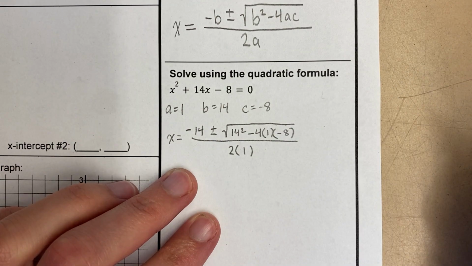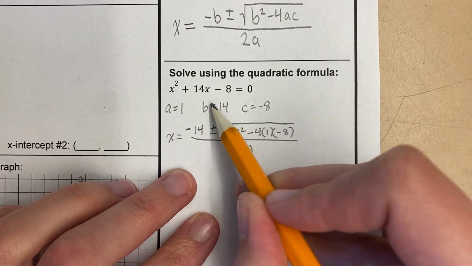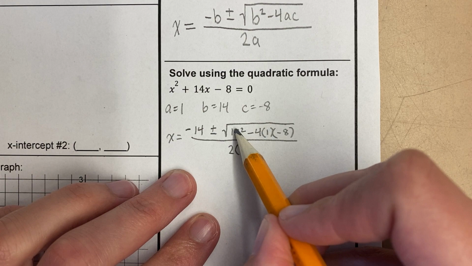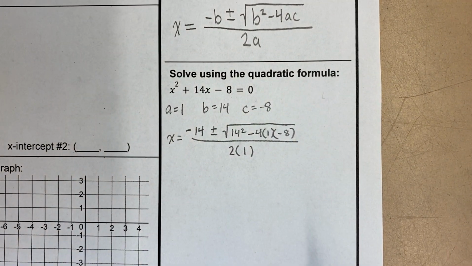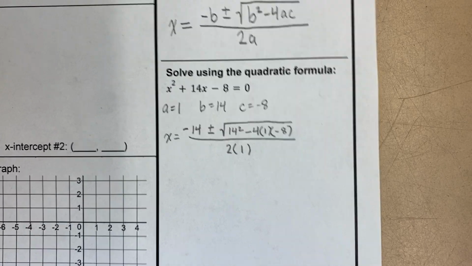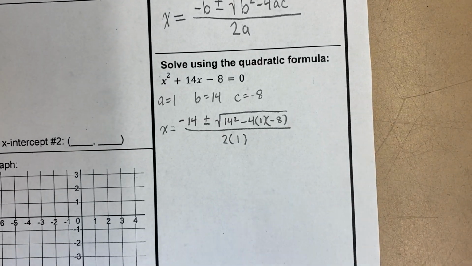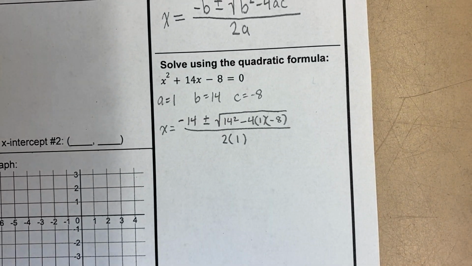A is 1. Now, a reminder, if b is negative, this is -14 squared. It's the same as positive 14 squared, because a negative times a negative is a positive. So please be careful when you square the number. It's always going to be positive. All right? So let's take a look.